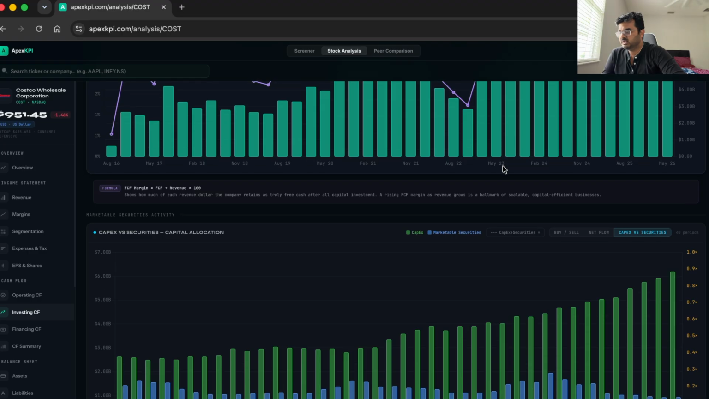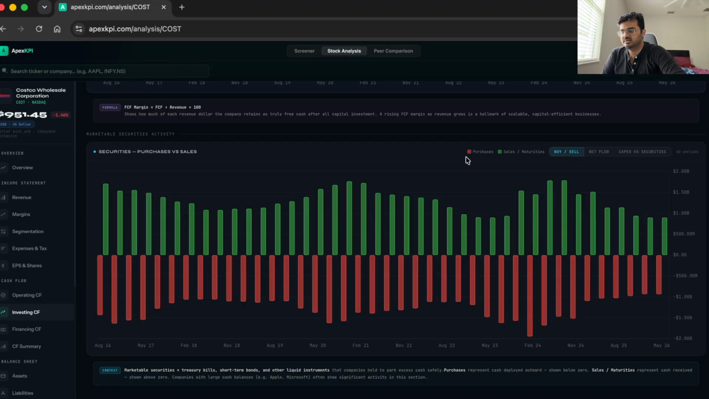And the next one, what I would like to see is marketable securities, because a lot of businesses invest elsewhere as well. Not all the cash is invested into the business. They also invest in some marketable securities like treasury bills or treasury bonds. So this chart shows us how much they have invested in marketable security, that is other than the business. I'm just showing one piece of the chart here, that as of May 2026, they purchased $935 million worth of marketable security, and they have sold or matured around 899 million.